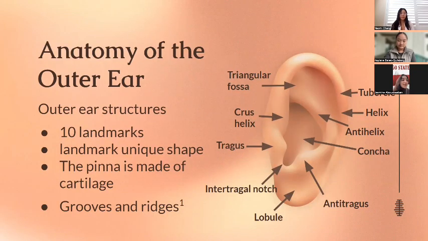So the pinna has 10 structural landmarks. Starting at the top of the ear, we have the tubercle, the helix right underneath, the crus helix, the antihelix, the concha, the antitragus, the lobule, and the intertragal notch. And then we have the tragus right on top. And lastly, the triangular fossa. All of these landmarks have their own unique shape that helps support the physiology of the pinna, which is made up of cartilage.